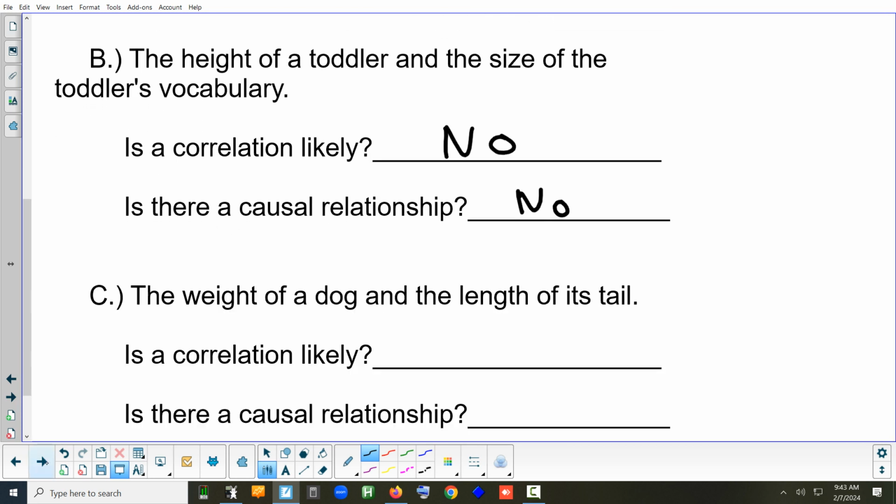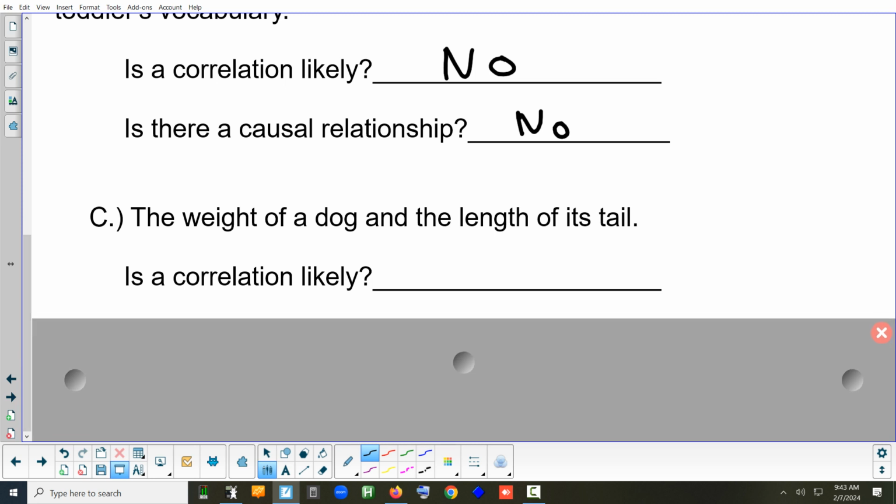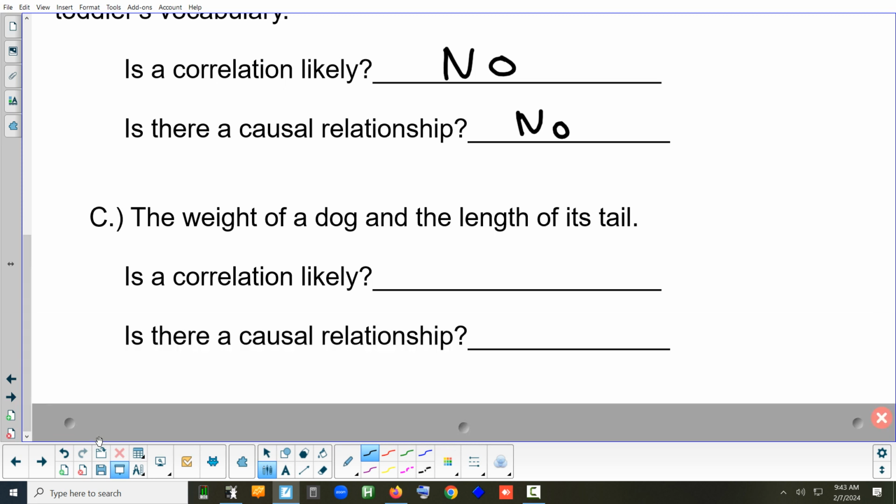All right, let's look at this one. The weight of a dog and the length of its tail. Do you think there would be a connection between how heavy a dog is and how long their tail is? No. Why would there? I don't think there would necessarily be a connection between those two things. So if there's no correlation, can the correlation be automatic? No. If there's no correlation, it's definitely not causal.